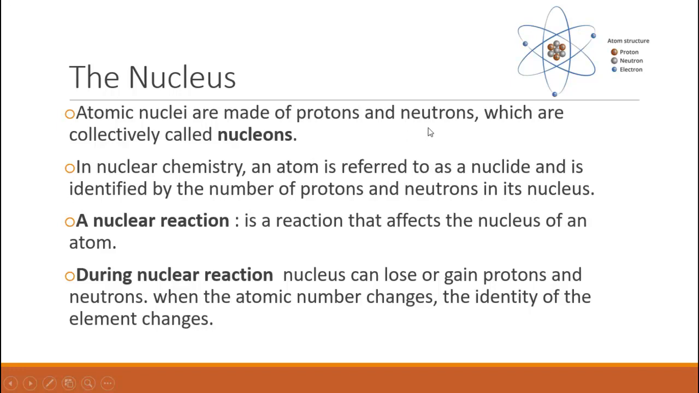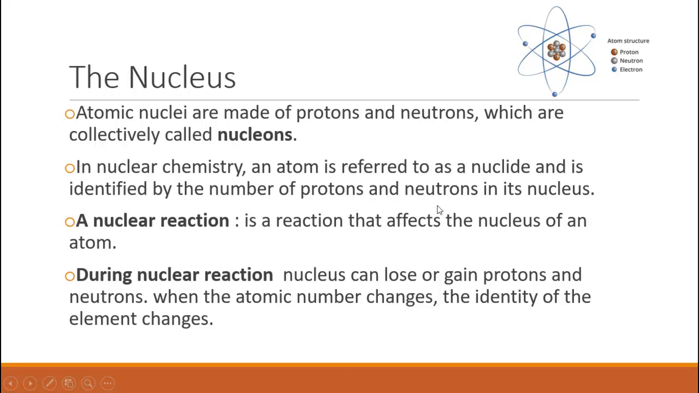In nuclear chemistry, an atom is referred to as a nuclide and is identified by the number of protons and neutrons in its nucleus.